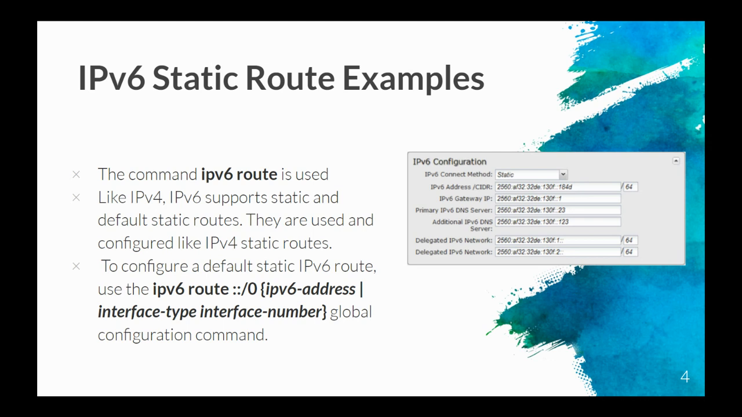The command ipv6 route is used in IPv6 static routing. Like IPv4, IPv6 supports static and default static routes. They are used and configured like IPv4 static routes. To configure a default IPv6 route, use the command shown on the slide as a global configuration command.